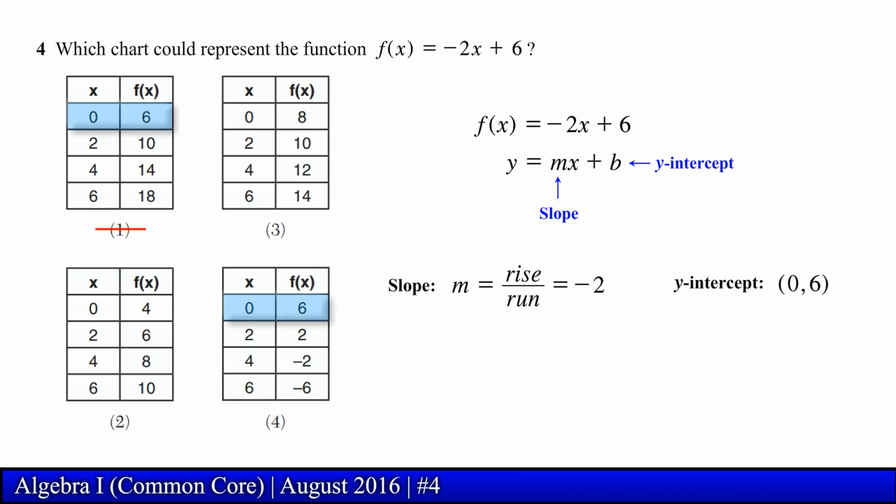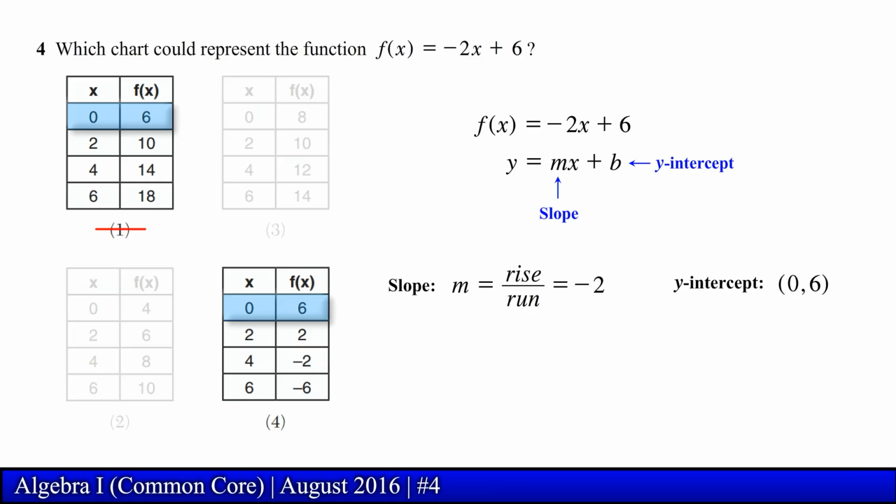Looking at the options, we see that option 1 and option 4 contain the point (0, 6), so we should start analyzing these 2 charts first. We already eliminated option 1 because we tested a point that yielded a false statement. So let's move along to option 4.